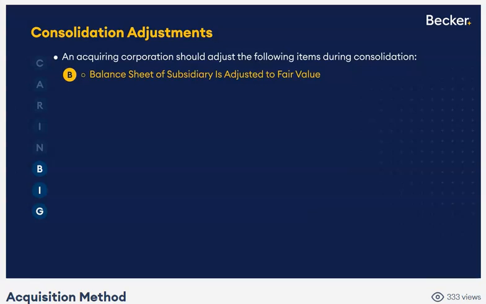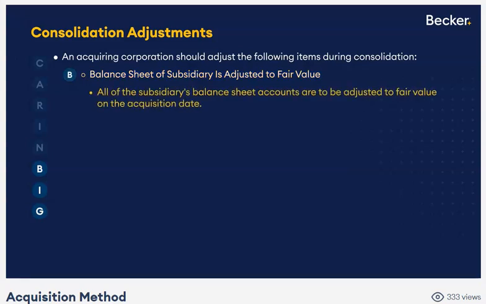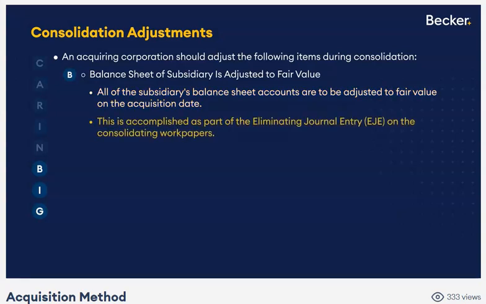Then you have the BIG. These are the accounts that reconcile the old owner's historical cost to the price we paid. Remember, we're going to book all of the assets at 100% fair value, all the liabilities at 100% fair value. So all the sub's balance sheet accounts, assets and liabilities, are adjusted to their 100% fair value on the date of acquisition. Now, this is accomplished through what we call an eliminating journal entry.